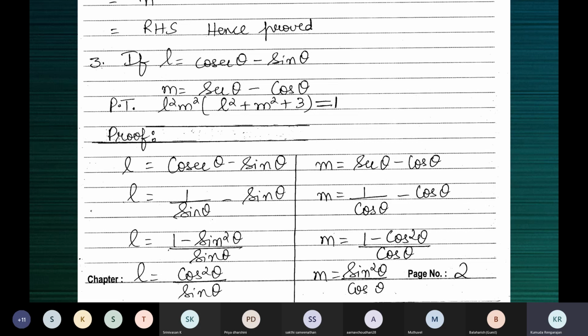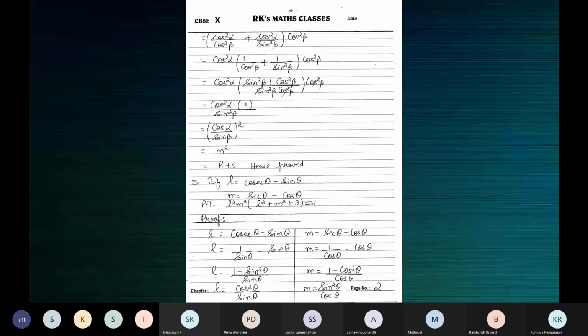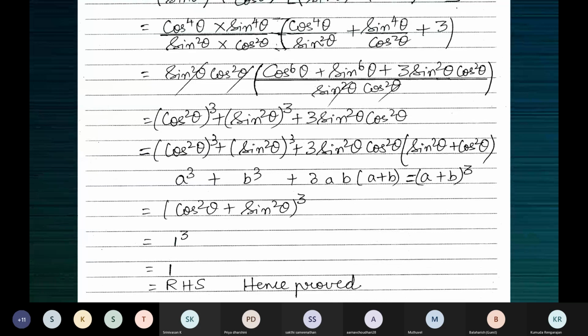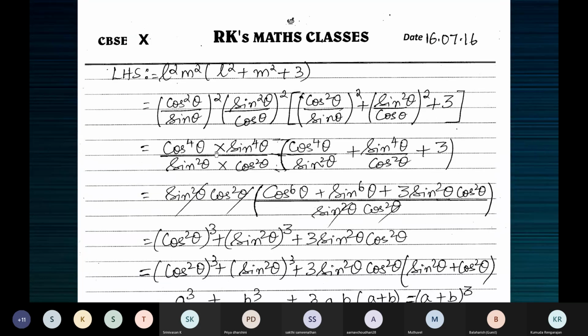Remember the LHS: L square M square into L square plus M square plus 3. We need to work this and get 1 as the result. So this is the LHS substitution. That's what you see here: L square M square into L square plus M square plus 3.